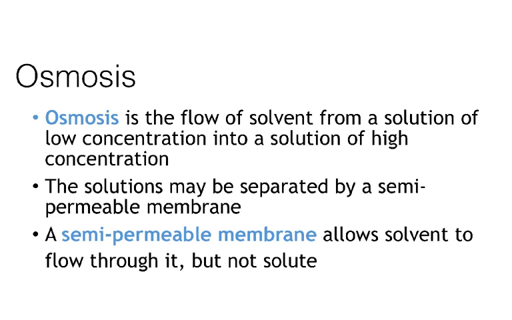Another thing that solutions can do is called osmosis, which is the flow of solvent from a solution of low concentration into a solution of high concentration. Often when we're talking about osmosis, these solutions are separated by a semi-permeable membrane, which allows solvent to flow through it, but not solute. An example of a semi-permeable membrane is a cell membrane. So you'll run across osmosis in biology as well.